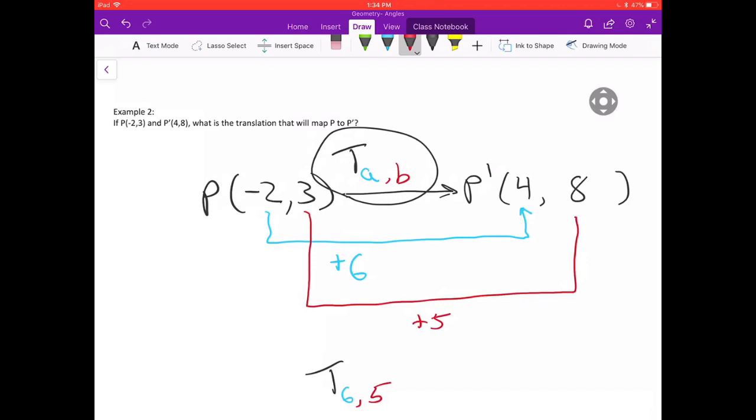All right, we're going to be able to do this tomorrow, and what we'll be practicing tomorrow is how to perform translation on figures. So you'll have to do this for 3 different points or 4 different points, depending on what shape we're working with.